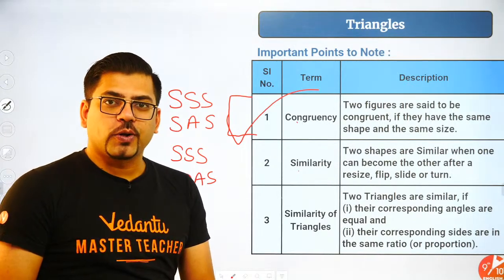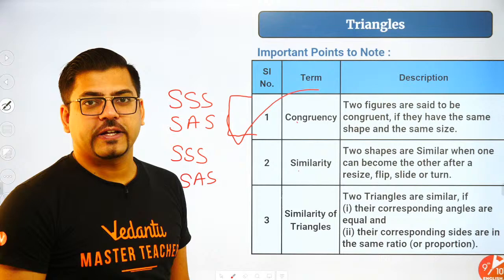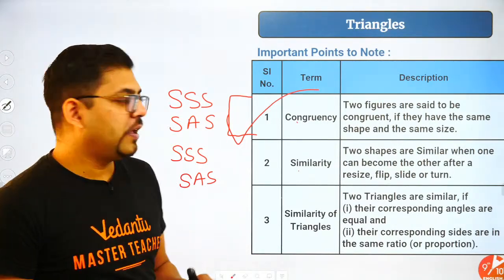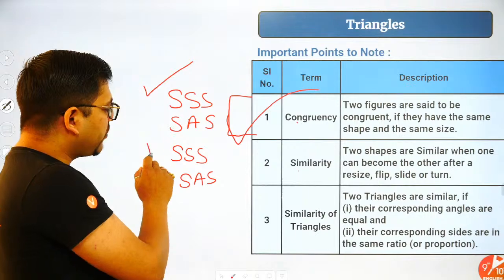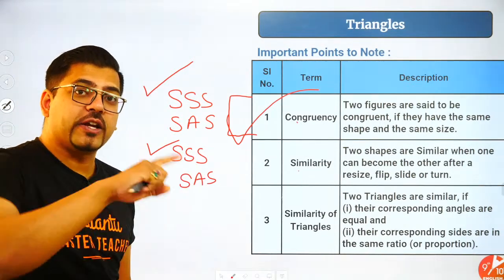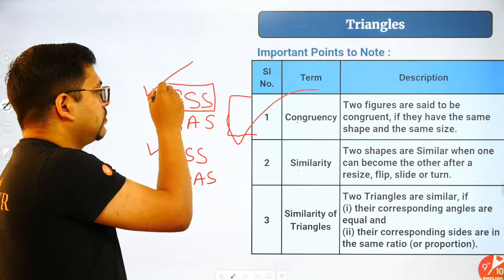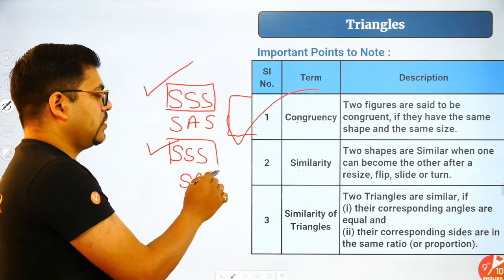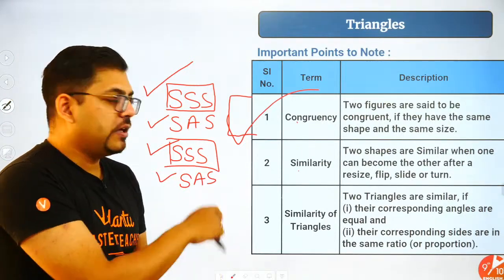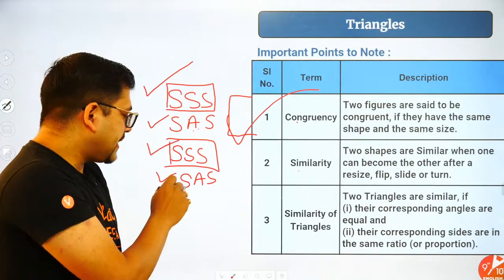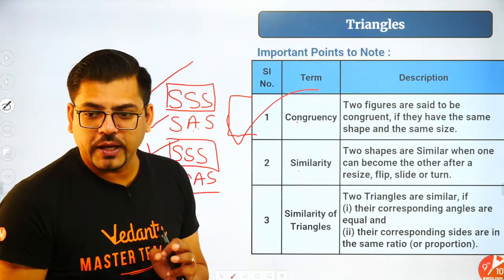So these two criteria, congruency criteria and similarity criteria, are different from each other. Here all three sides become equal. Here all three sides are in the same ratio, equal ratio. So here they are completely equal, but here the ratios are equal. That's the difference. And the same goes for SAS also. Sides are equal for congruency, but sides are in equal ratio for similarity. Please mind this difference. Okay.